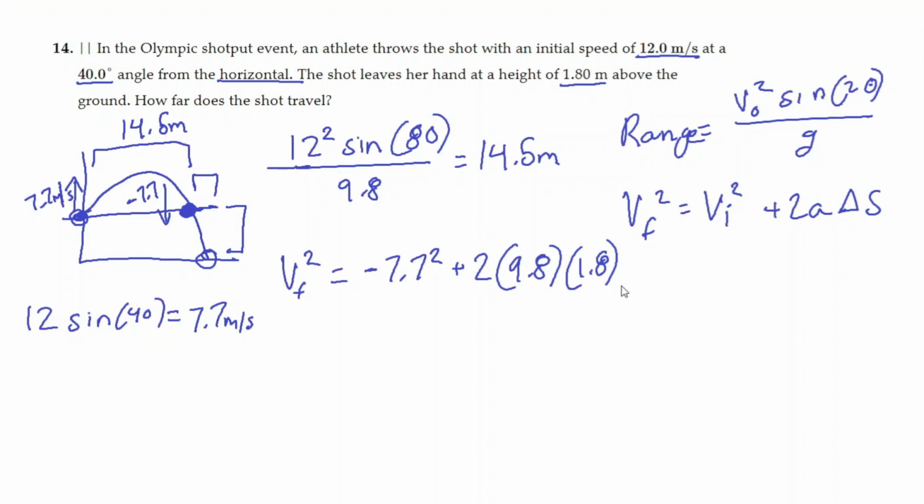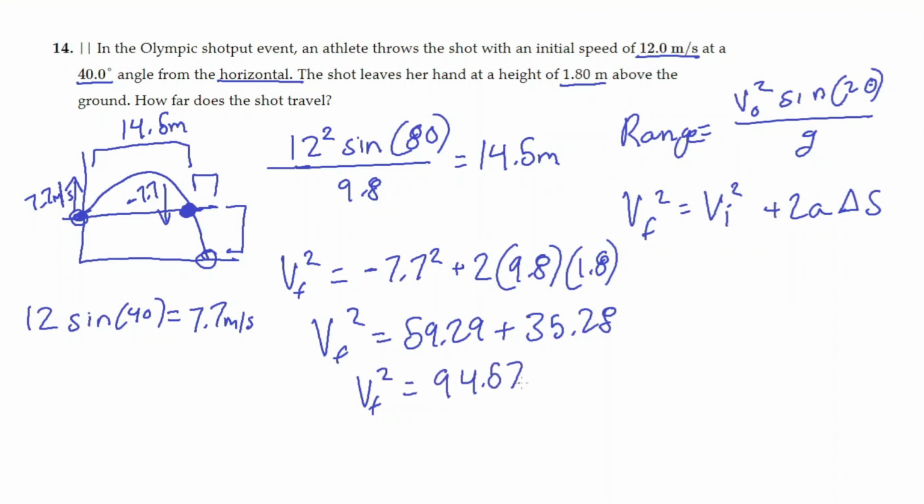And if we do some calculations, we're going to get final velocity squared is equal to 59.29 plus 35.28. And if we add those together, we're going to get final velocity squared is equal to 94.57. And if we take the square root of 94.57, we're going to get that the final velocity is equal to 9.724.